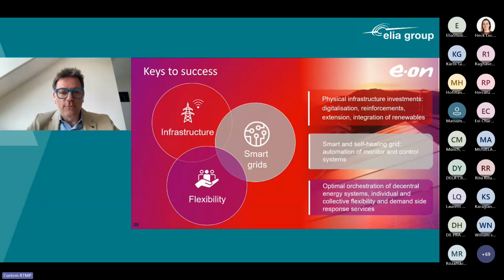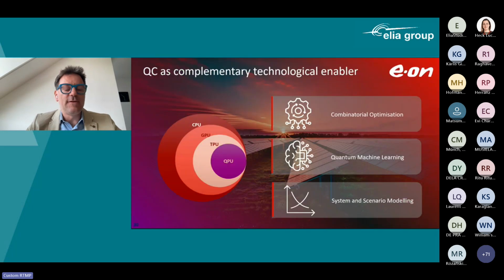What is also important is to find ways to optimally orchestrate the energy systems by allowing either individual or collective flexibility and demand response services to shape the demand curve toward the production of renewable infeed. And in this case, of course, we are going full power into digitalization and AI. And if we move to the next slide, we see quantum as an additional and complementary technological enabler, adding to the standard technological stack of CPUs, GPUs, and TPUs.